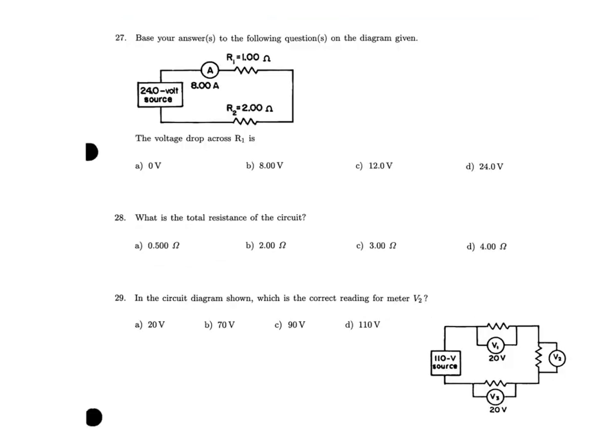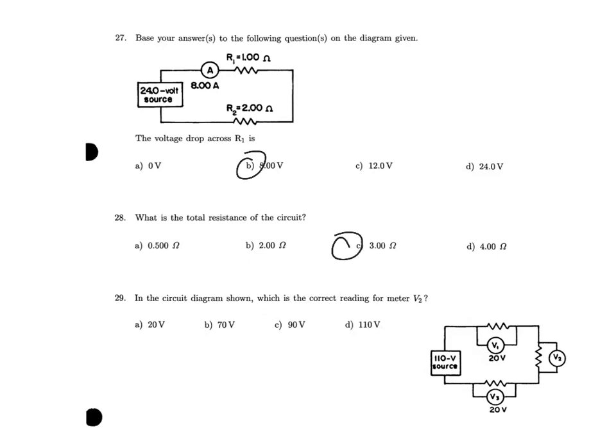Number 27, the voltage drop across R1 is 8 volts, because it's got a current of 8 amps and it's in series, you would do V equals IR for that, and you would do 1 times 8, which would be 8 volts. What is the total resistance of the circuit? That should be 3 ohms. And you could just do that by doing R1 plus R2.